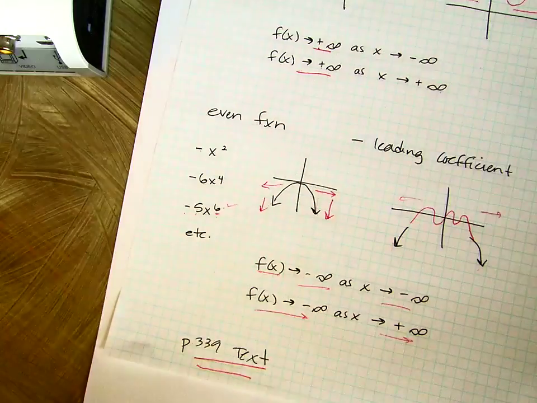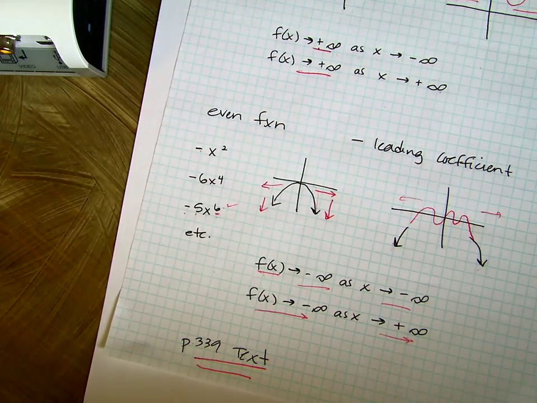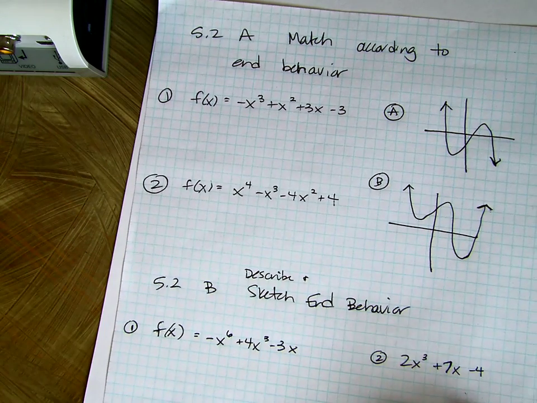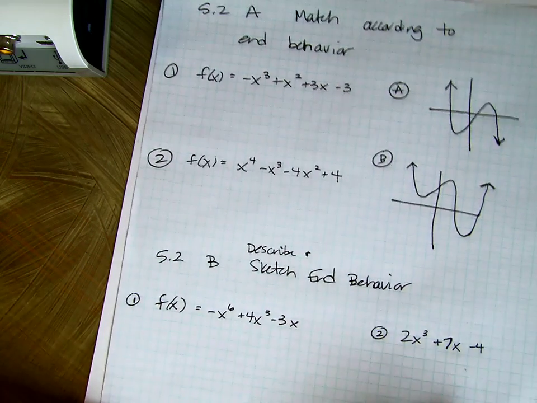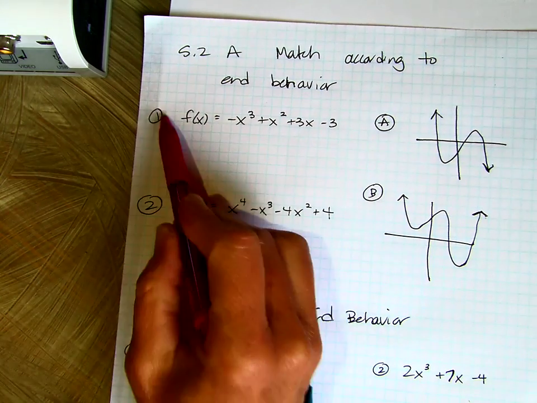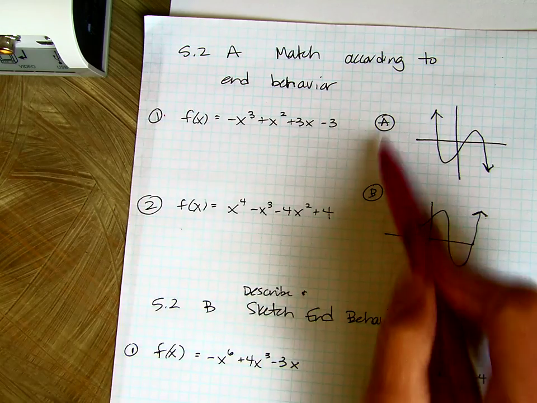That's all. So what do we have to do with that, Viv? Well, you have to do a couple things. In practice A, you have to do some matching, and in practice B, you have to do some describing and sketching.